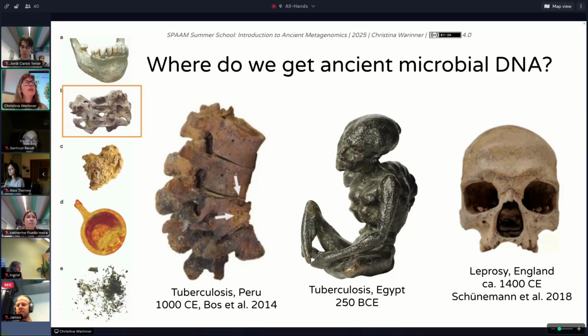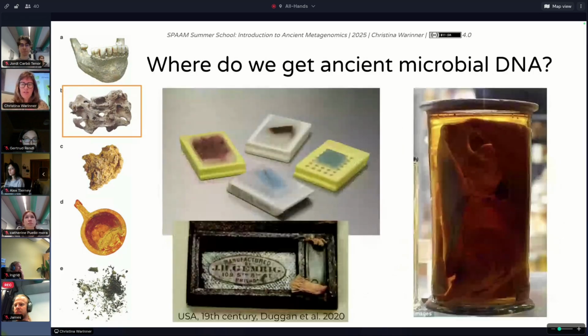But as I said, only a small number of infectious diseases actually make such changes in the skeleton. Right, okay, I jumped ahead. We can also look to historic collections, which can be an incredible source of ancient DNA that can tell us about more recent infectious diseases.